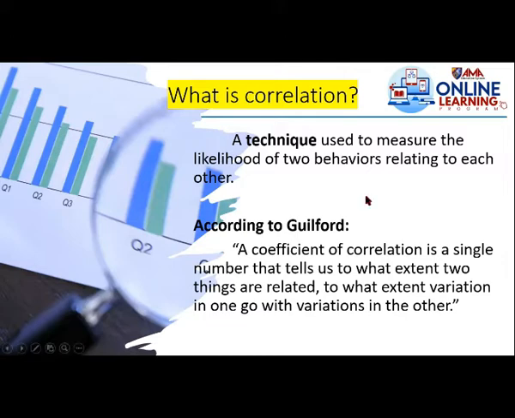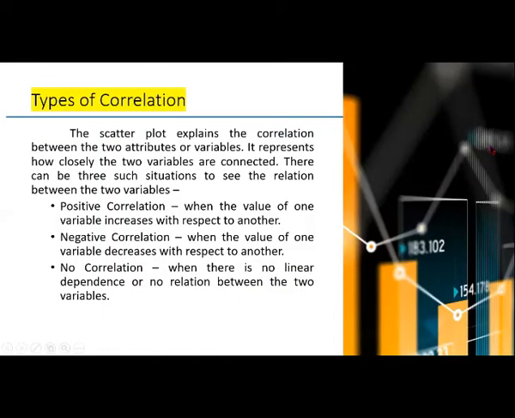So, according to Guilford, a coefficient of correlation is a single number that tells us to what extent two things are related, to what extent variation in one go with variations in the other. So, kumbaga, what is the effect, or how does one variable affect the other variable? How they are related to each other. Okay? So, meron tayong tinatawag na coefficient of correlation, wherein you can solve for how strong the relationship is between those two variables. Okay? Now, let's go with the next slide.